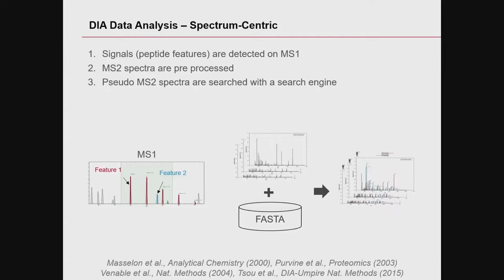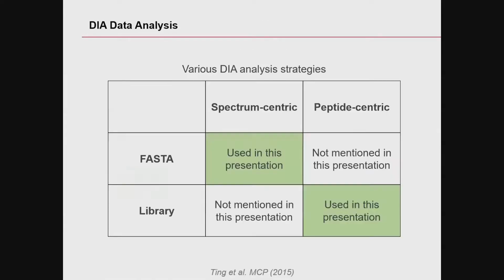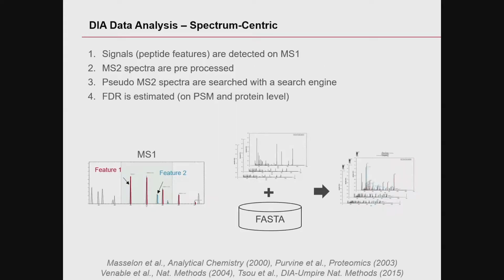You can use established search engines for that. That's a big advantage. And you can also perform FDR estimation. That's also pretty much what is established for DDA data. That's also nice. And yeah, so this in total is basically the more spectrum-centric way of analyzing the data. As you can see from the publications, it's actually the older workflow. However, the real breakthrough, I would say, was more the peptide-centric way of analyzing the data.